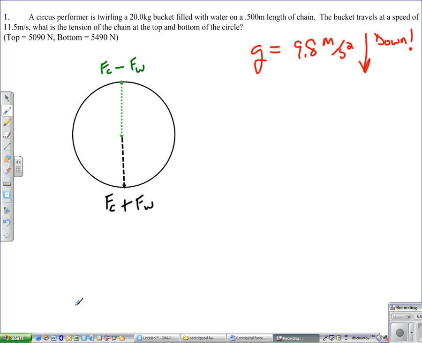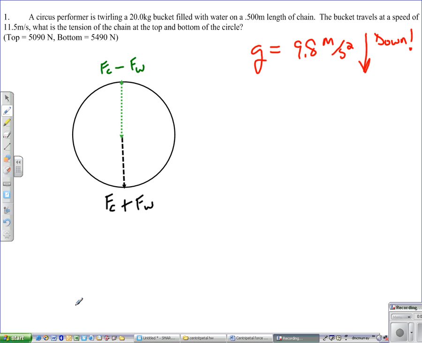Okay, here we are again. Now we're looking at number 6 on your homework packet, and we have the circus performer twirling a bucket filled with water. Sounds kind of clownish, like me maybe over Jimmy's head earlier in the month.